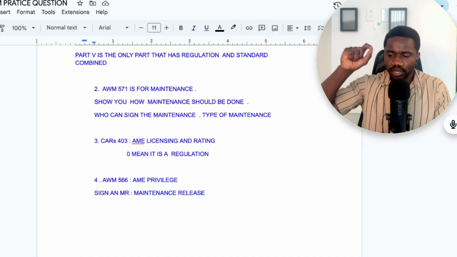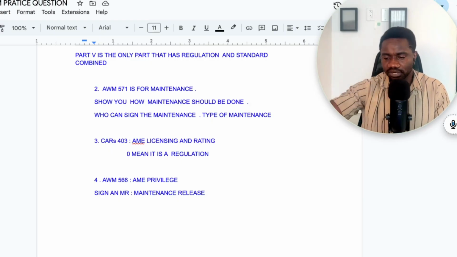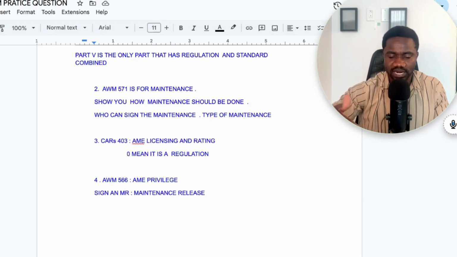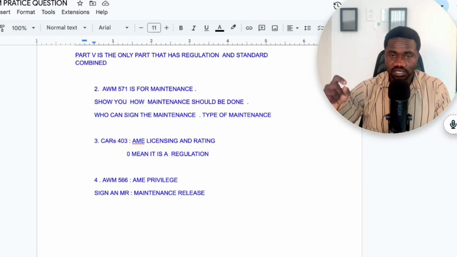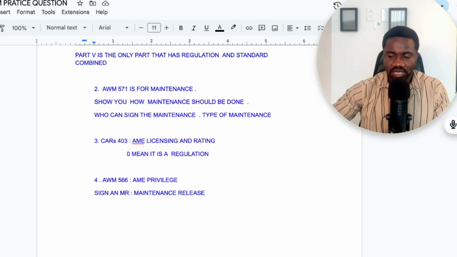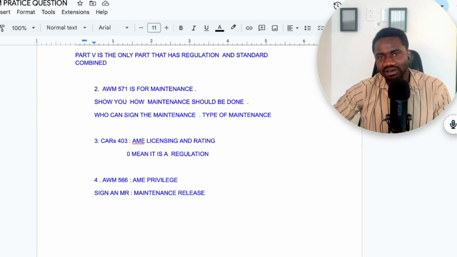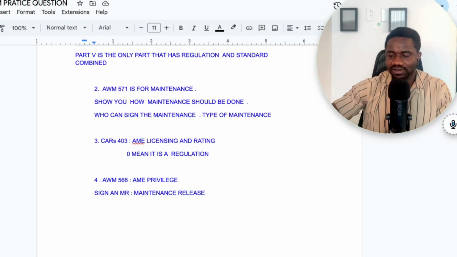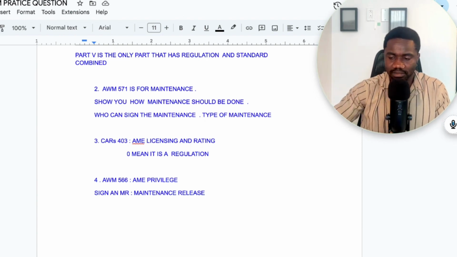Regulation is before you drive, you need a driver license, right? That is a regulation. It's not a privilege, right? And where can you find the privilege for AME license is 566. And 566 tells you who can sign a maintenance release. The privilege is because we have an AME license, we have the privilege to sign a maintenance release. Because we have an AME license, we can satisfy that the aircraft is safe to fly, the aircraft can fly because of our AME license, right?